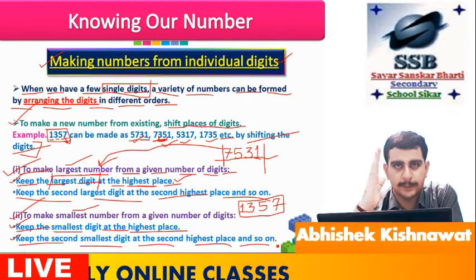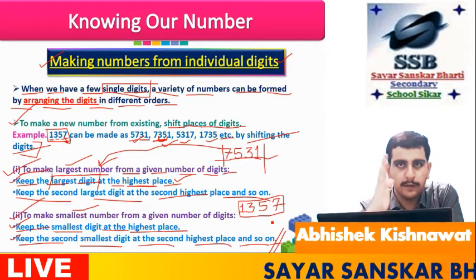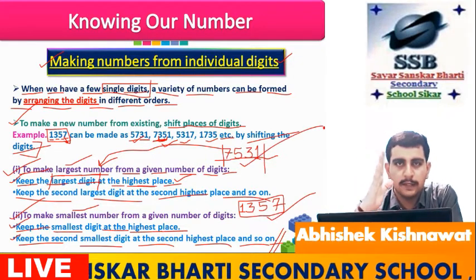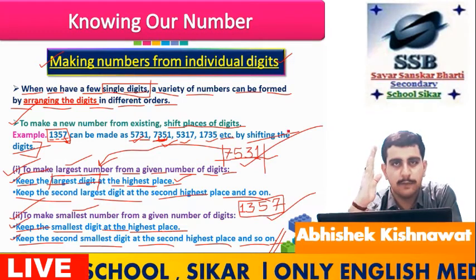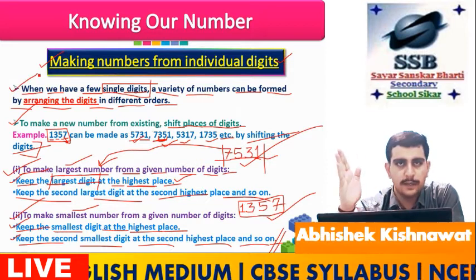Then the next is 3. Then next is 5, and the next is 7. So what happened here? We get the smallest number from these digits, which is 1357. When we want the largest number, we first put the highest digit and we follow the same steps.